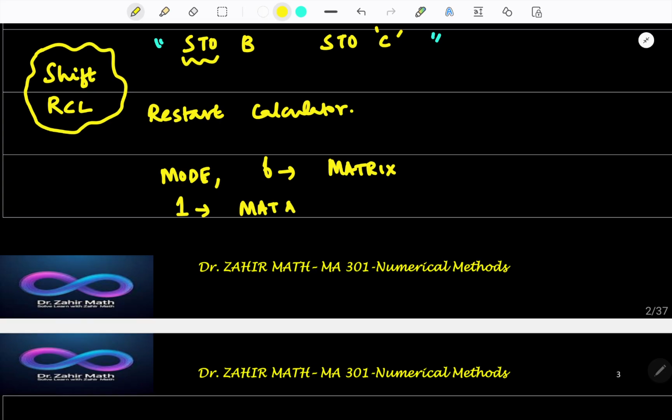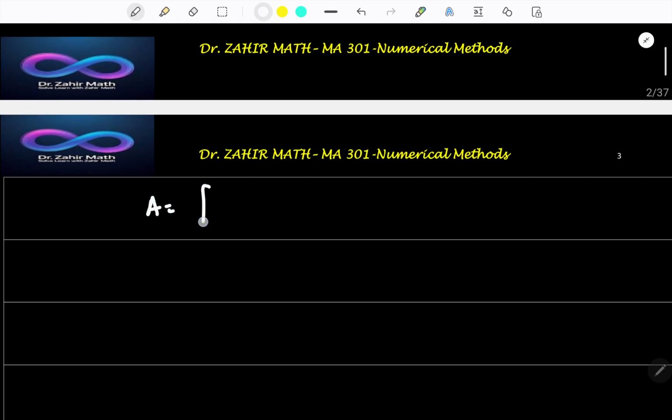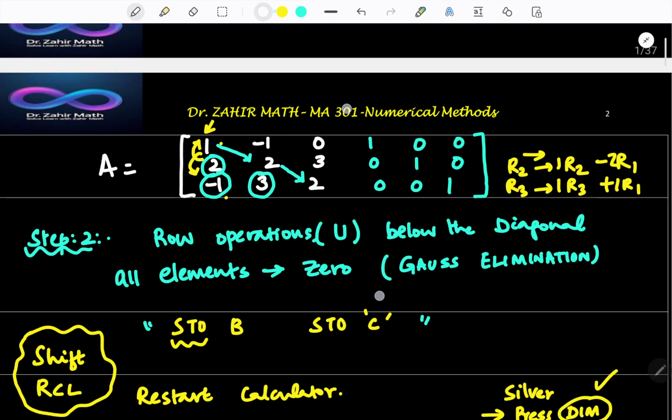For a silver color calculator, first you have to clear the dimension. Silver color, press 1 and fix your dimensions. This one, then you start the work. Press 1 mat A, and then press number 1, which is a 3 by 3 matrix, right? When you press 1, the matrix A will come. Matrix A, the first row, this one, you're going to use it.